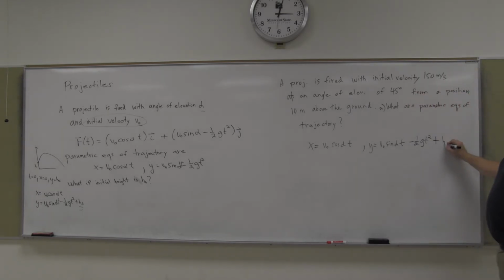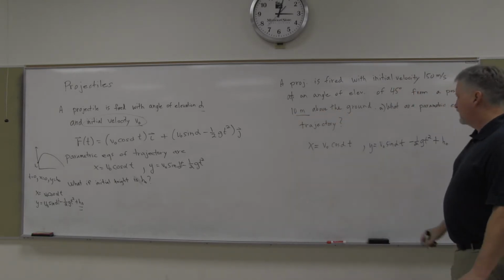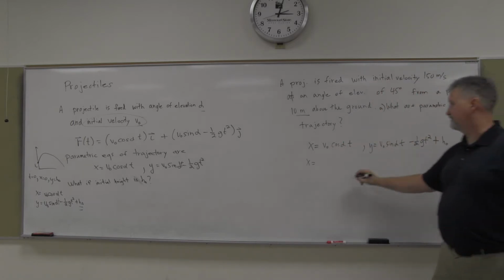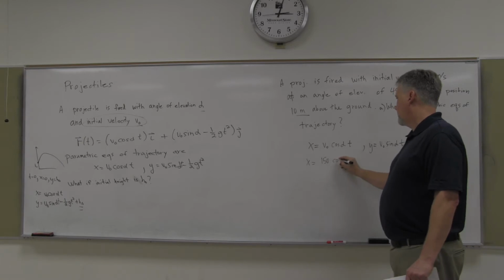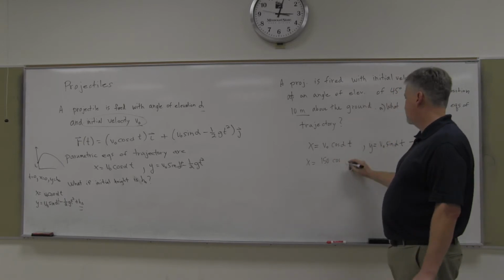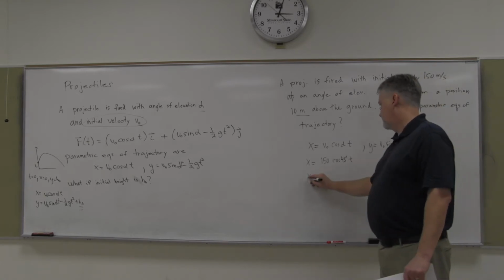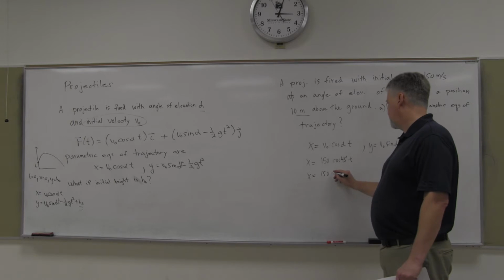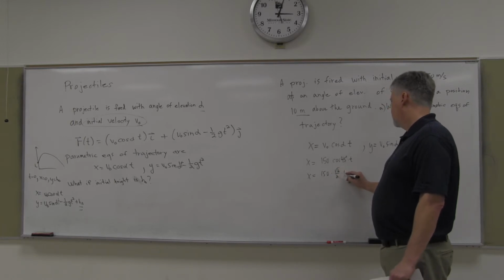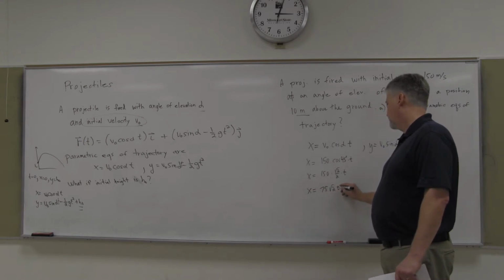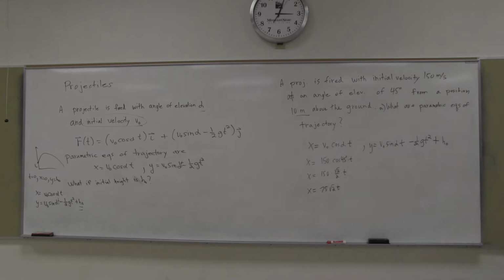Plus h0, since I'm starting at a different height than ground level. So x equals... all right, what is v0? V0 is just the initial velocity, so that's 150. Cosine alpha, where alpha is the angle of elevation, is 45. There's t, so that's going to work out to be 150 times square root of 2 over 2 times t, so x is 75 times the square root of 2t. That would be the specific x.